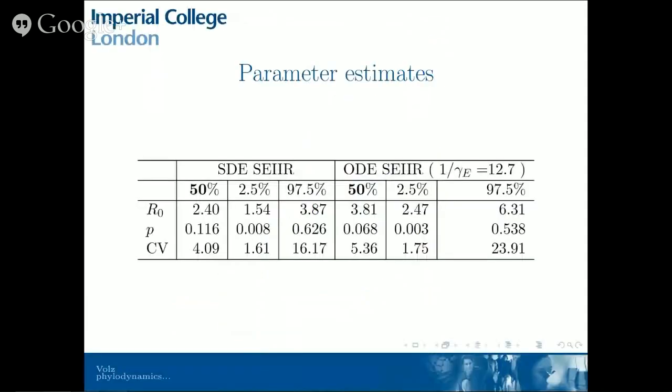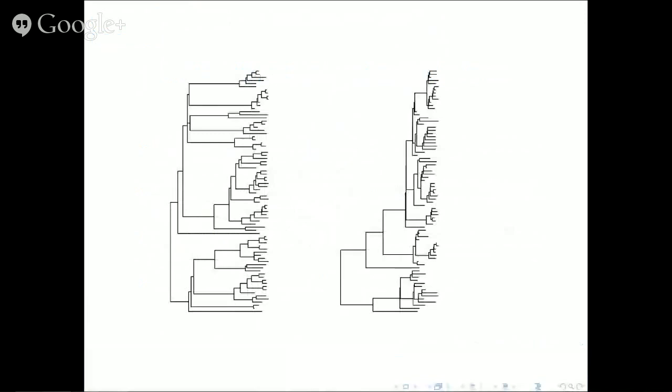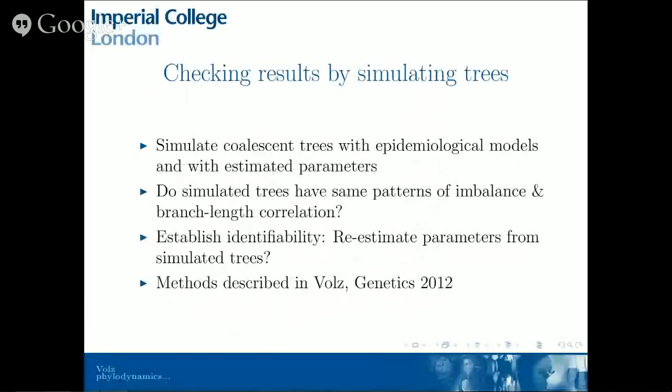Okay, actually, I'll come back to the parameter estimates, but first I want to point out that it's actually very easy to check that this simple SEIR model reproduces the same sort of imbalances that we observed in the data. So we can do that by simulating coalescent trees. And we can do that from both the simple SEIR model and from the model with superspreading. And then we can see if it actually has the same correlated branch lengths and the same imbalance.